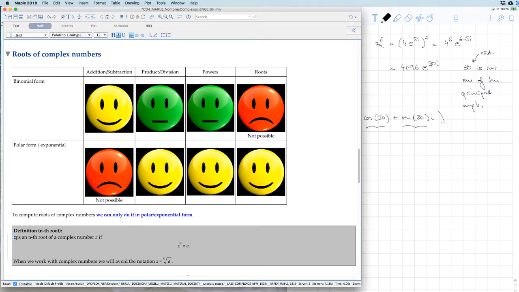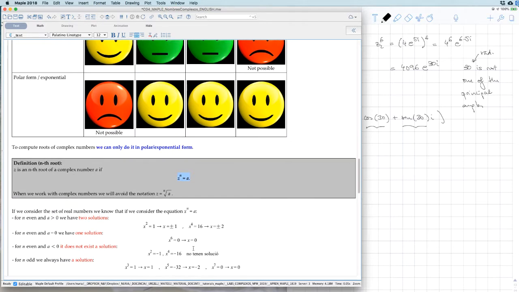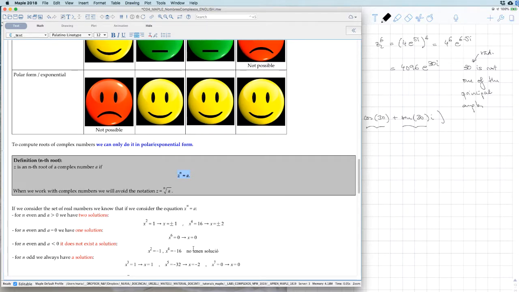z is an nth root of a complex number a if this equation holds, if z to the power n is a. When we work with complex numbers, we will avoid the notation that we use with real numbers, which is that z is the nth root of a. We are going to avoid this notation because in general it represents only one number, and we want to see that this equation, when we are working with complex numbers, has more than one solution.